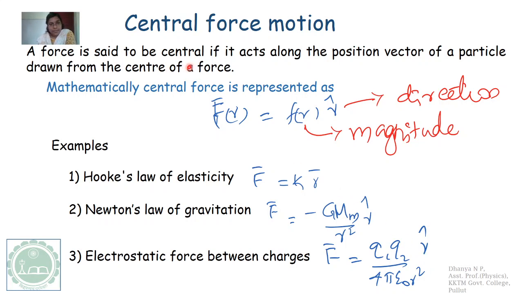A force is said to be central if it acts along the position vector of a particle drawn from the center of a force. It should be noted that if the force is positive, that is, in the case of repulsive force, F will be positive, and F will be negative in the case of attractive forces. In the case of gravitational force, there is only attractive force, therefore it is permanently negative.